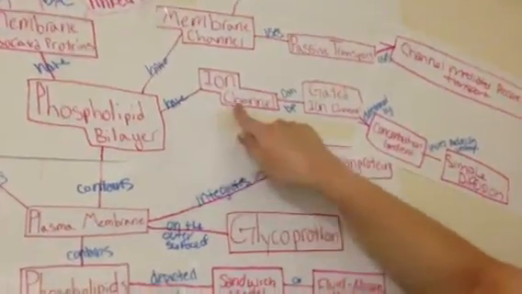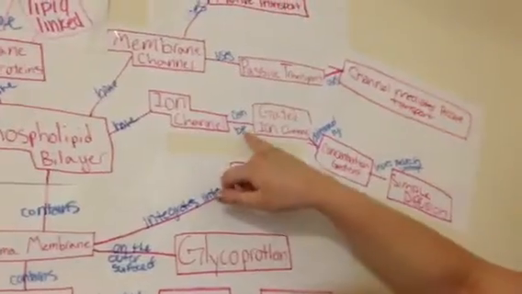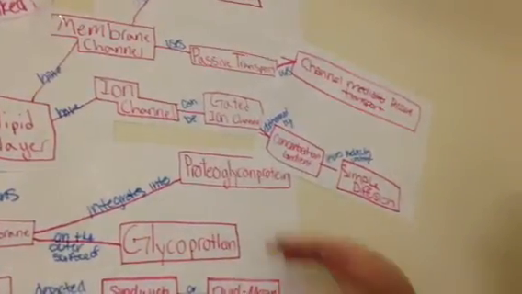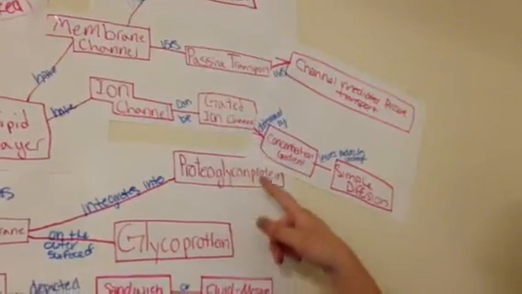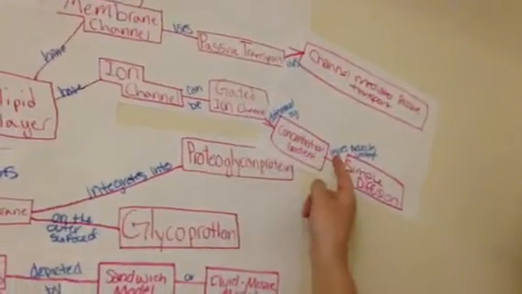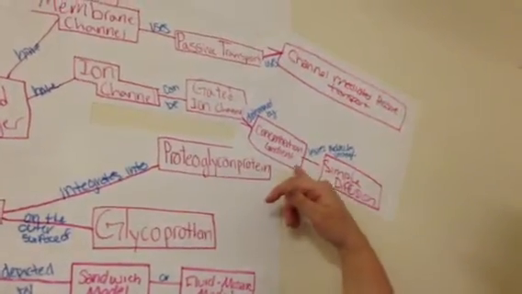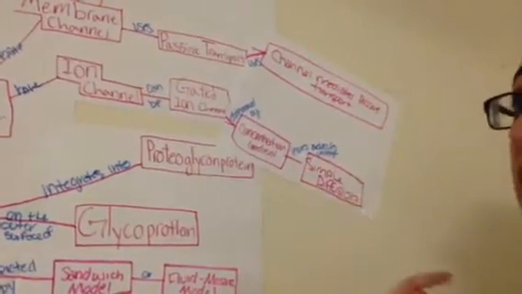Phospholipid bilayer has an ion channel, and the ion channels can be gated, which means it stops some of the ions from coming through. That ion channel also can be determined by the concentration gradient, and the concentration gradient leaves the molecules unchanged when using simple diffusion.